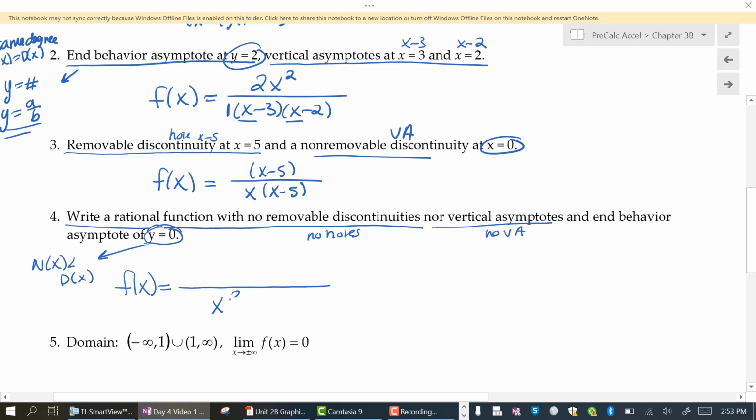So my denominator needs to be something like x squared plus 4 or x squared plus 5. I could put a 1 on top. I could have something like this. I could have something like this. Any of these would work. It just needs to be something where my degree of my numerator is less than the degree of my denominator. I have no holes, no vertical asymptotes. So any of these would work.